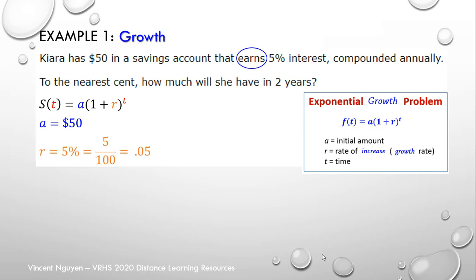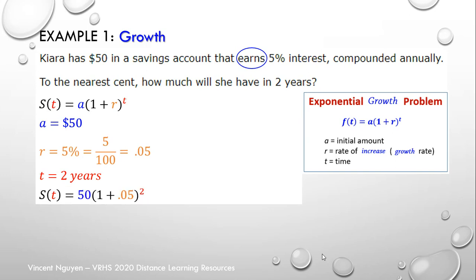The rate would be the 5% interest rate. Now notice 5% means 5 divided by 100, which actually is 0.05 as a decimal. And that's the decimal that you'll be using in your formula. And T would be 2 years. We want to find out how much money she has in 2 years. We could do this for 5 years, 10 years, 15 years, 25 years, whichever you like. You just change the time, right?